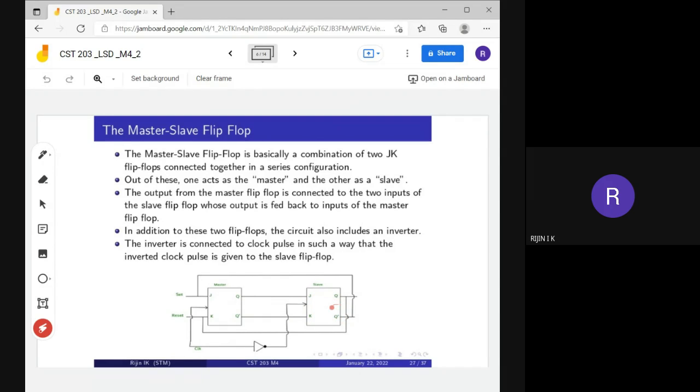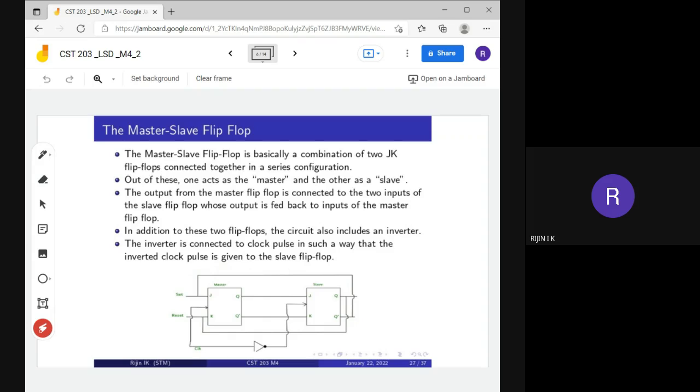And here the slave flip flop's outputs are fed back to the master. So this is fed back to here, and this one will be fed back to here. So that is the connection. You need to remember these points. Master slave JK, it is an important topic.